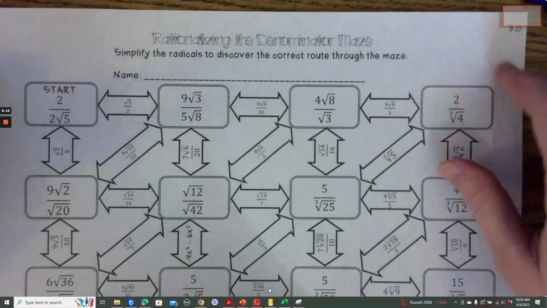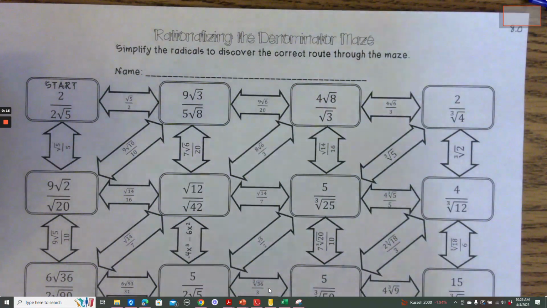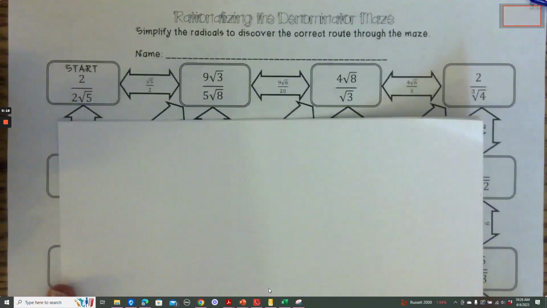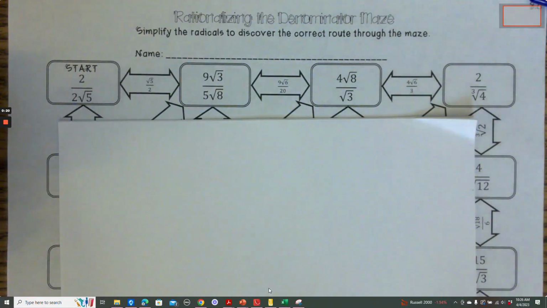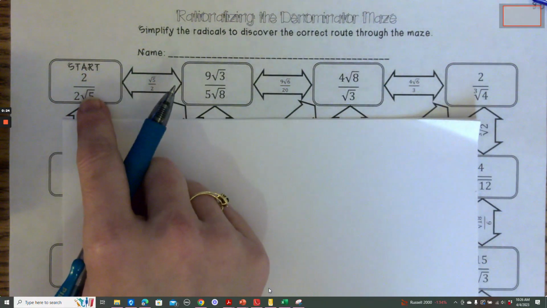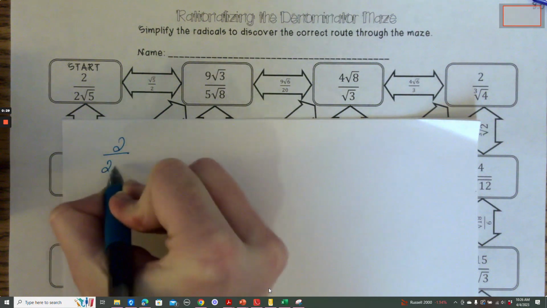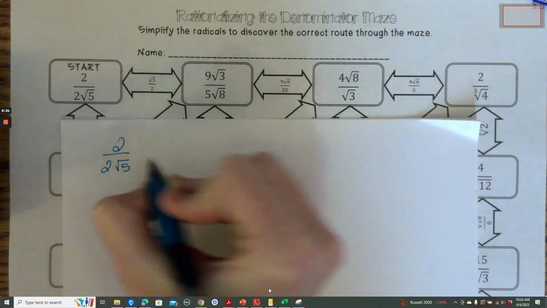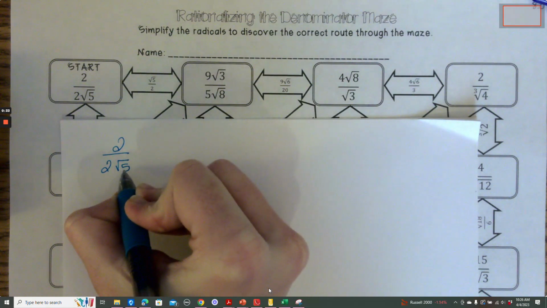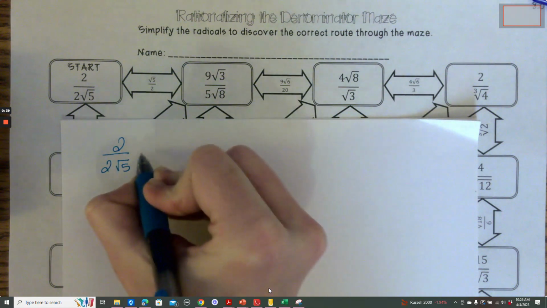So this is Unit 8. This is 8.0. We're starting at the beginning. We've done this a little bit, in between Thanksgiving and Christmas. We cannot have a radical on the bottom. So what we do is we multiply both the top and the bottom by the radical.